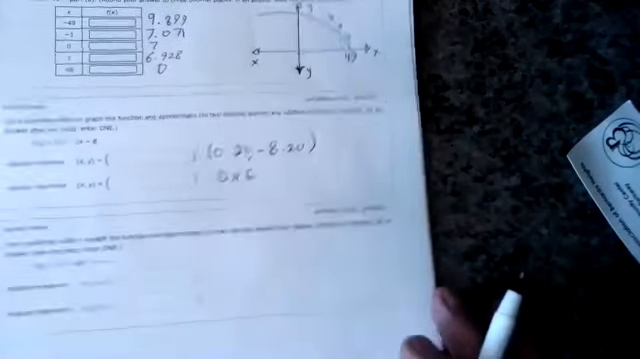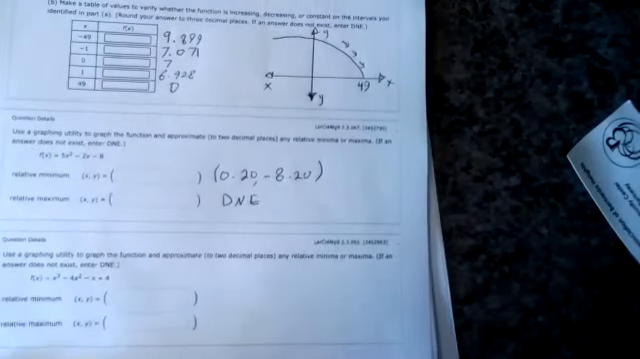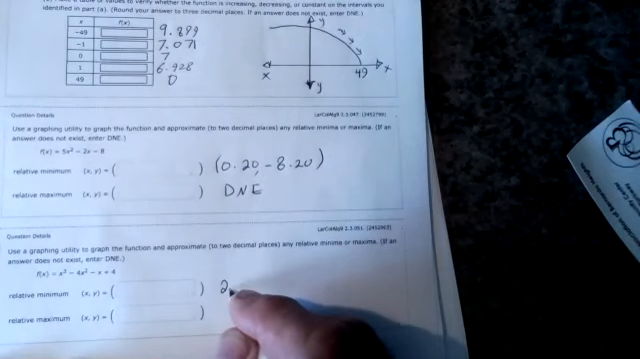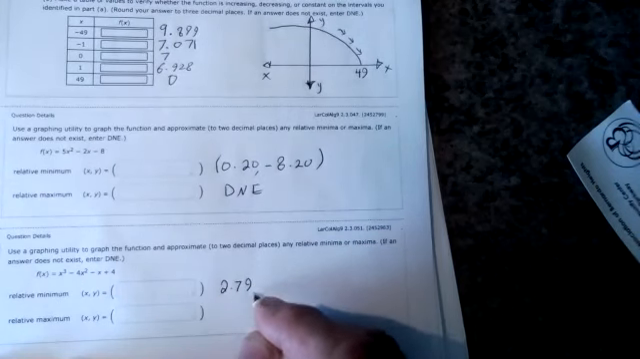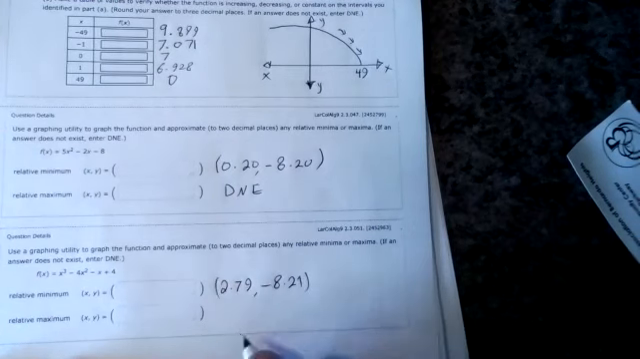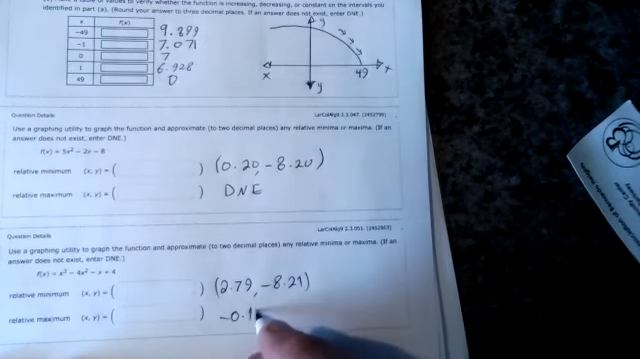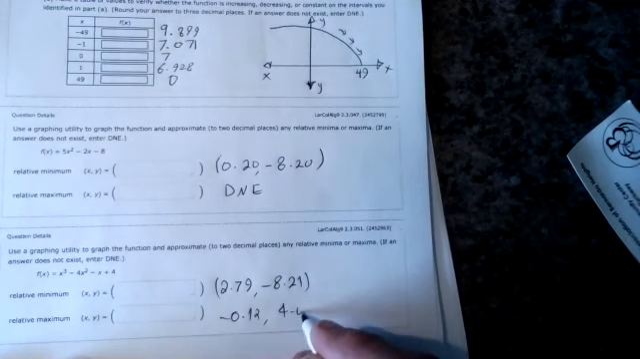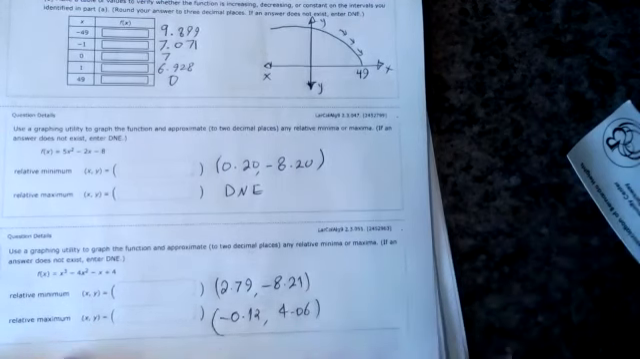Okay, we do the same thing for these problems too. So I'll come up with 2.79 and minus 8.21. We practice that. Minus 0.12, 4.06. Should be very close to that.